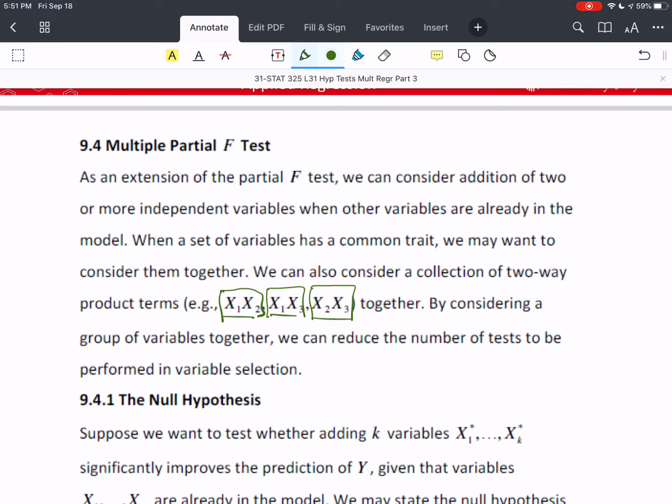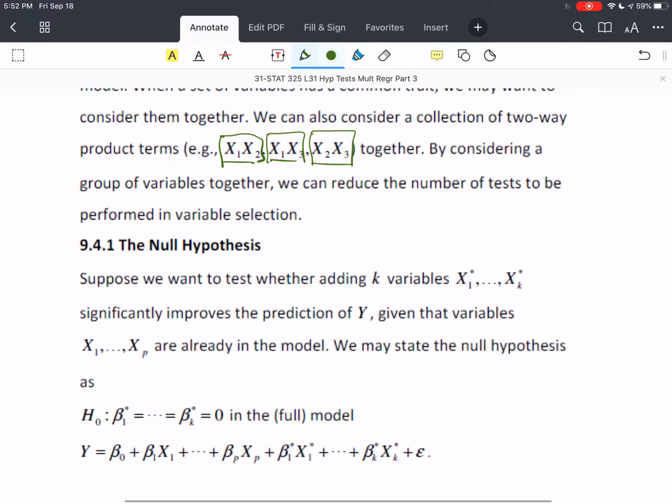By considering a group of variables together, we can reduce the number of tests to be performed in the variable setting. We'll see later on in the course why this is important, because it inflates our type 1 error. The more tests we run, the more error is introduced into the model.